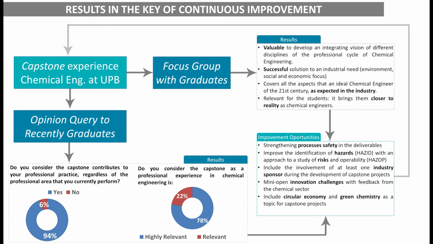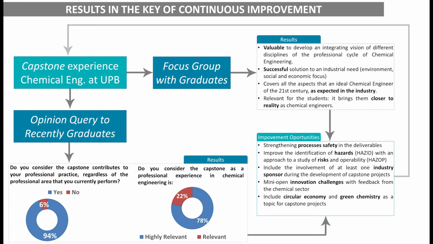The Capstone experience was evaluated as relevant for the students since it brings them closer to reality as chemical engineers. The planning process was highlighted, and they were invited to consider projects related, for example, to real challenges for the industry, including advanced technological tools such as machine learning to simulate, for example, the synthesis of the process.